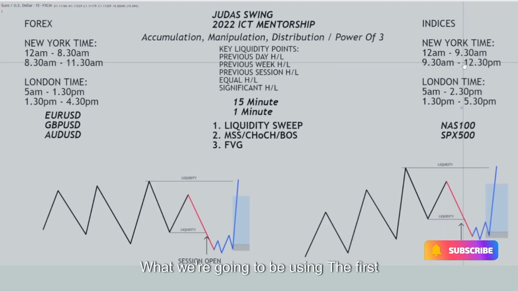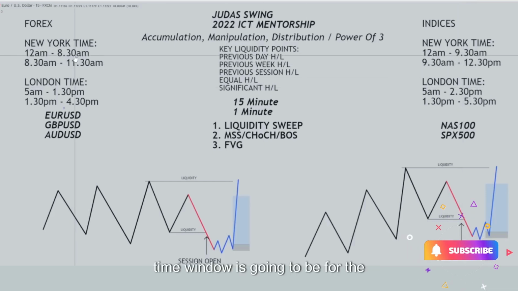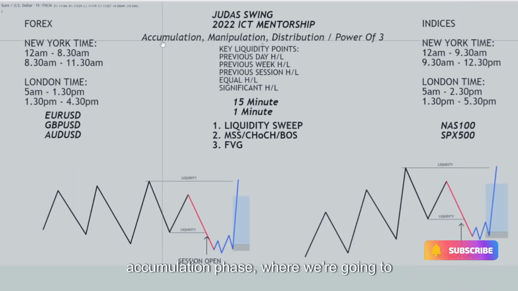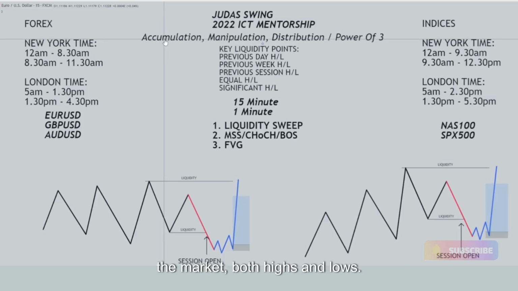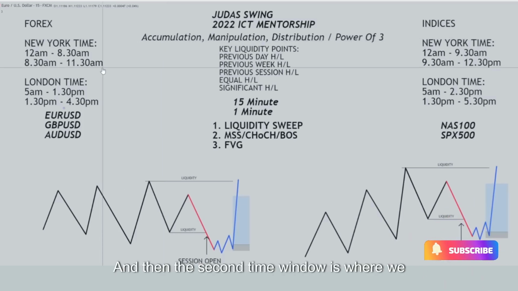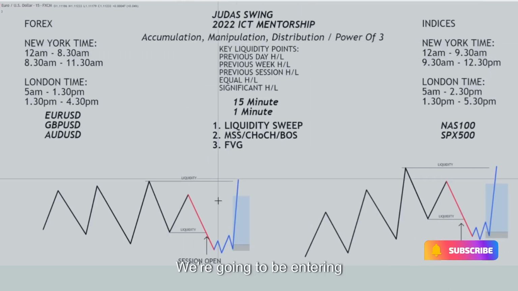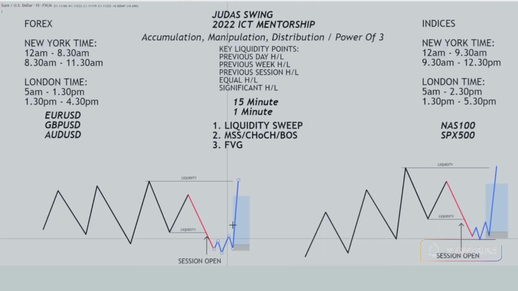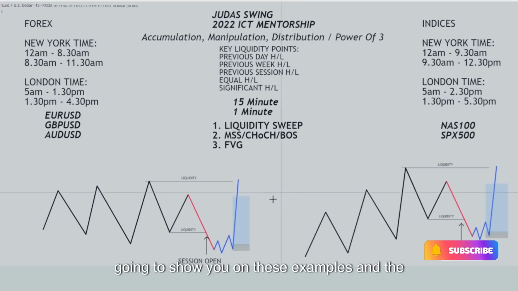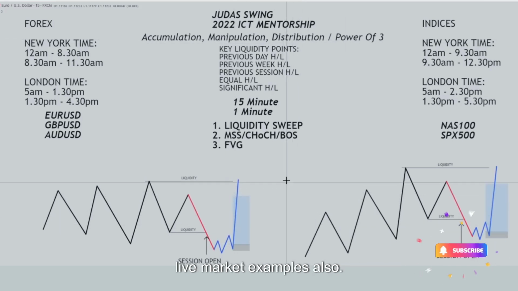What we're going to be using the 2 time windows for: the first time window is for the accumulation phase, where we let liquidity be built up on either side of the market, both highs and lows. And then the second time window is where we look for the manipulation and distribution to occur. We're going to be entering after the manipulation leg has occurred, just before the distribution leg, and I'm going to show you on these examples and the live market examples also.